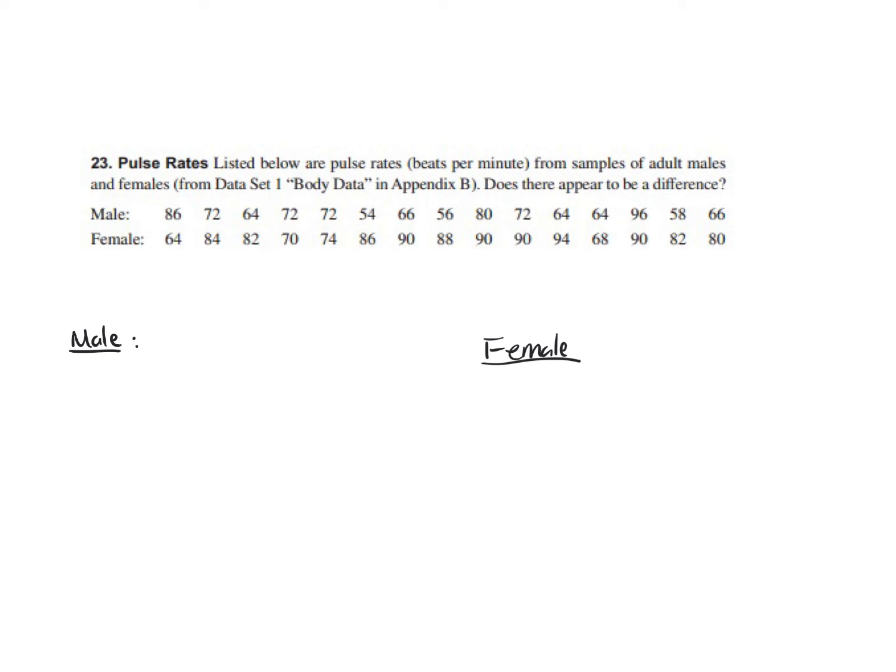I would take out my graphing calculator and put the male data into L1, list 1, and the female data into list 2. Once you have that in the lists, you can do one var stats to get your sample statistics. Go ahead and take some time to do that, and then you can check with me to see that the mean pulse rate for the male is approximately 69.47 beats per minute, and for the female, that mean pulse rate is 82.13 beats per minute.